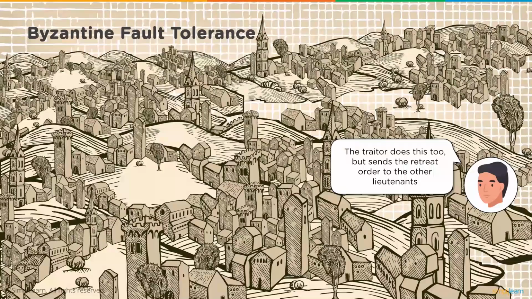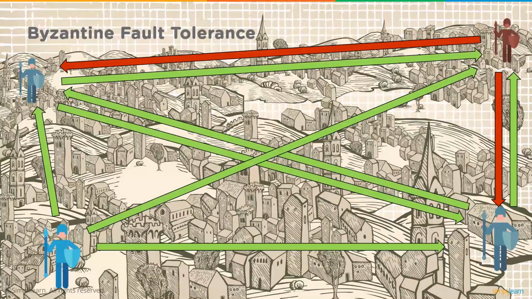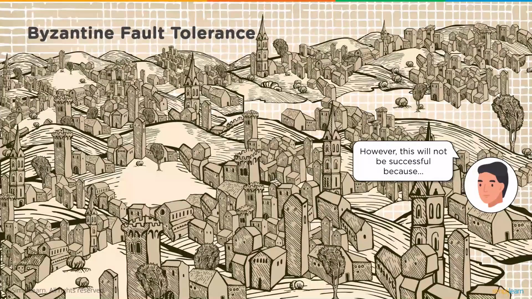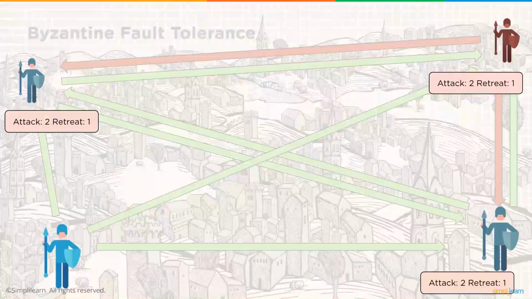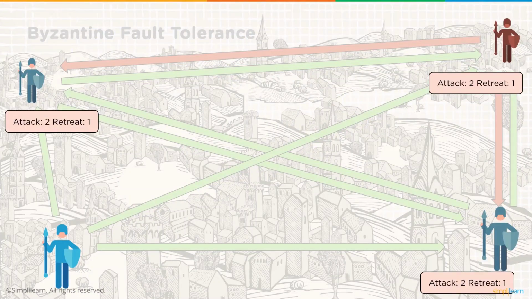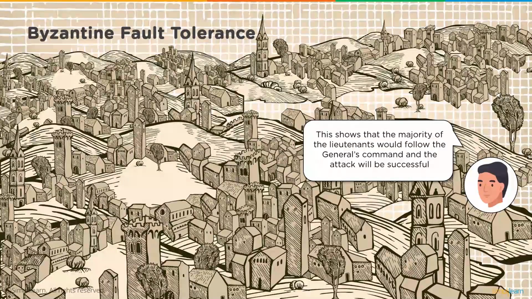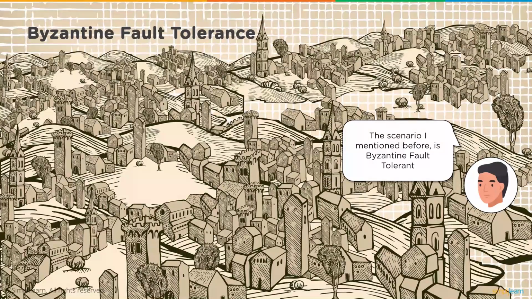The traitor also will do the same, but sends the retreat order to the other lieutenants. However, this will not be successful because each lieutenant now has a majority of attack and a minority of retreat. So this shows that the majority of the lieutenants would follow the general's command and the attack will be successful. The scenario I mentioned before is Byzantine fault tolerance.